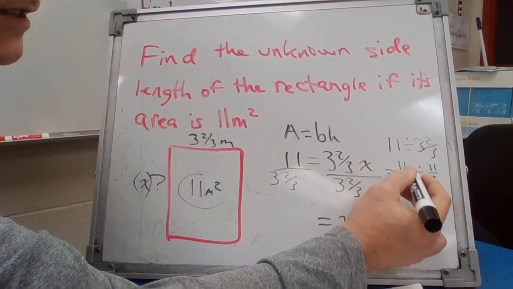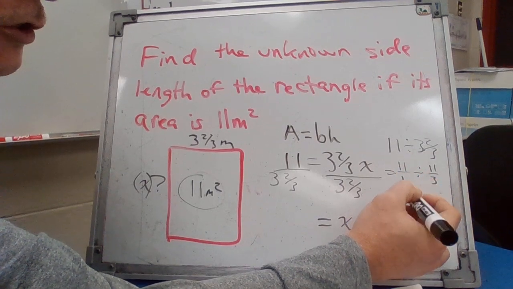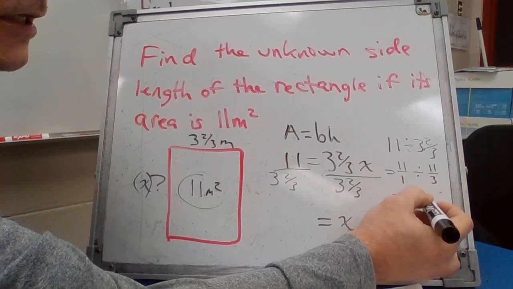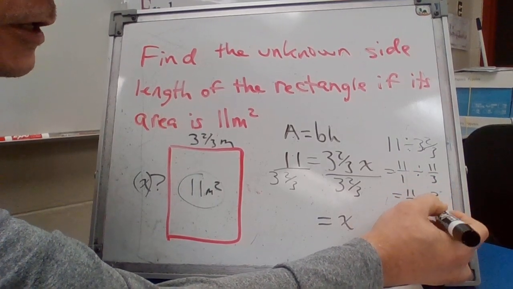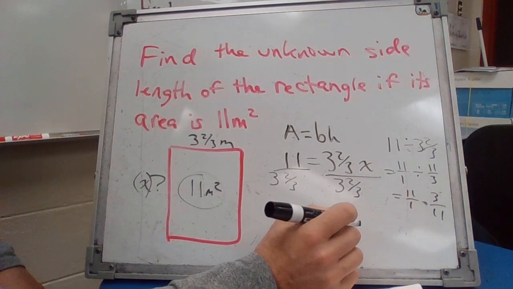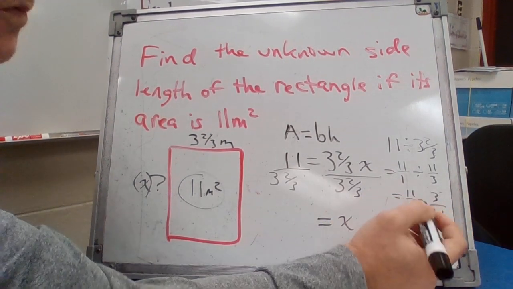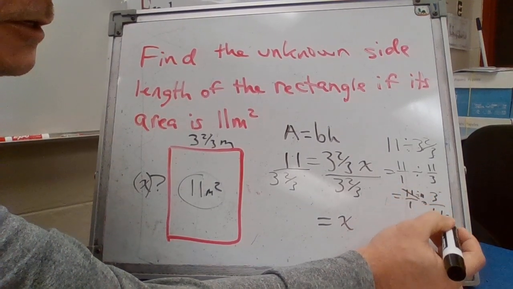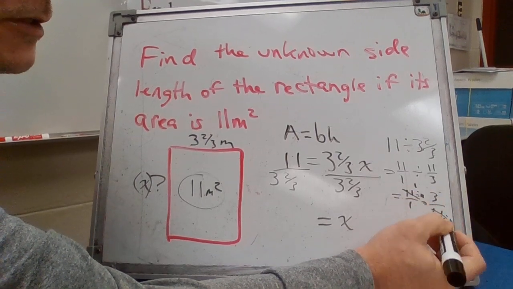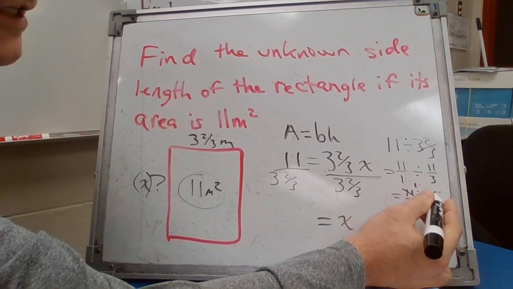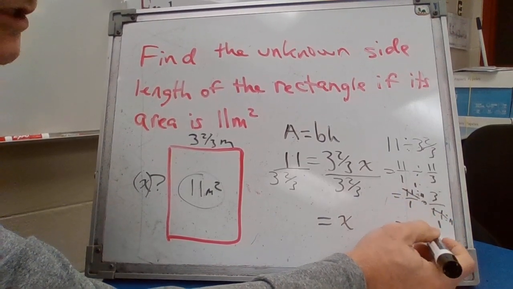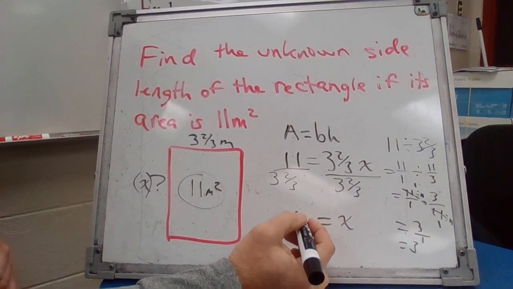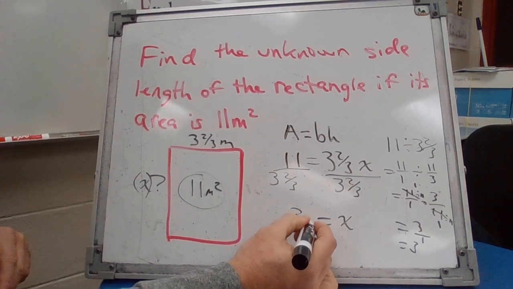Okay. Now we've got to divide this, which is actually multiplying by the reciprocal of the second. So it's 11 over 1 times 3 over 11. We understand that these two right here will reduce, okay? The greatest common factor is 11, so we'll divide that by 11. Divide that by 11, that's 1. That's 1. So multiply straight across. 1 times 3 is 3. 1 times 1 is 1. 3 over 1 is 3. So X is 3 meters.